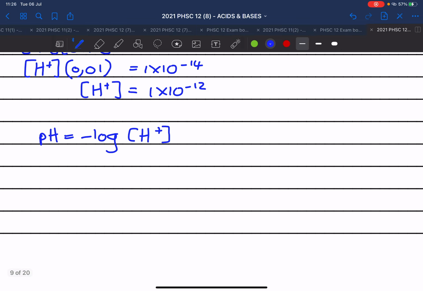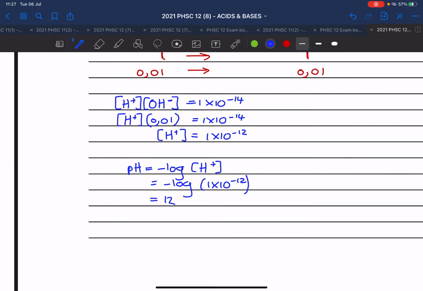Right, so we have the negative log of 1 times 10 to the power minus 12. Kan julle sonder 'n sakrekenaar doen? Ja. 12 pH. Does it make sense?